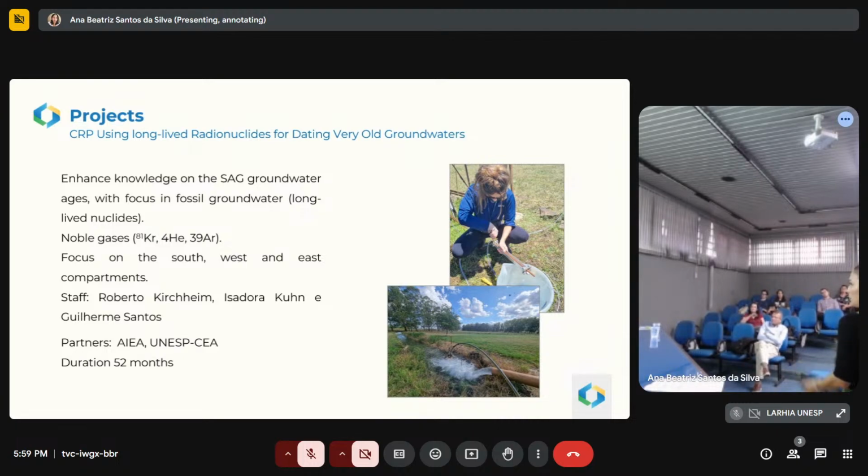We have collected a lot of noble gas data. We just went to the field with a researcher from Argentina with the gas extractor to collect samples for krypton-81. So it's still going on, but we might finish it by the end of this year or the next year.